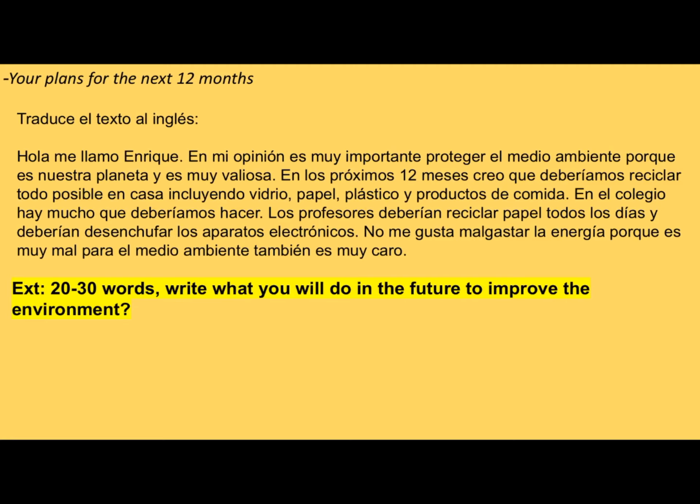In the next 12 months, I think that we must recycle everything possible at home, including glass, paper, plastics, and food products. In school, there's a lot that we can do. The teachers must recycle paper every day, and they must unplug electronic equipment. I don't like to waste energy because it is very bad for the environment. Also, it's very expensive. Okay?